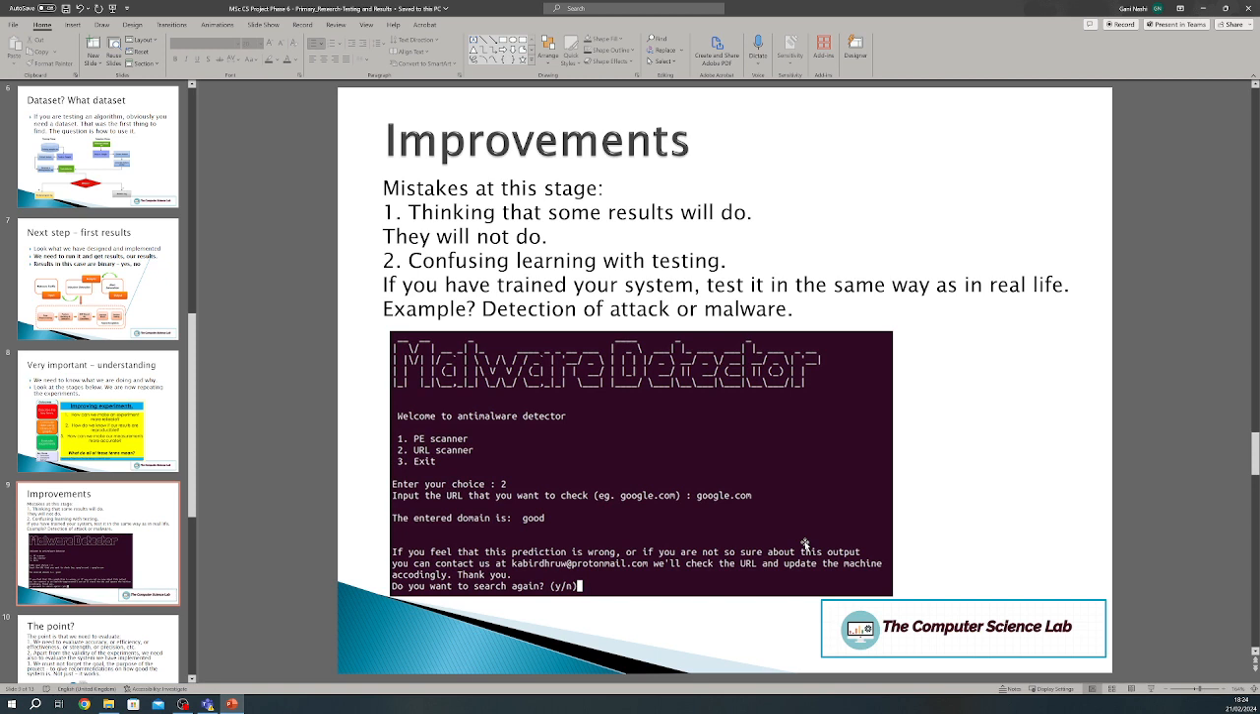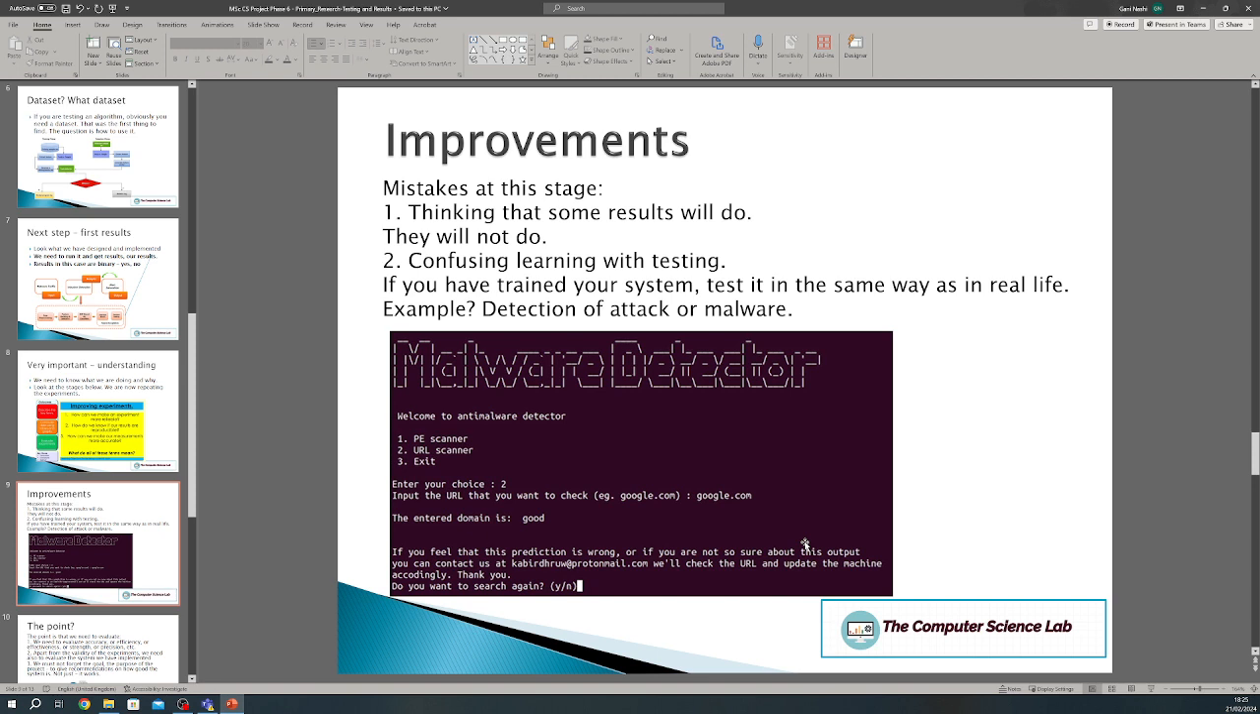And what are the mistakes that can be made at this stage? Thinking that some results will do. A student implements something, puts the data set there, and says, yeah, that's my results. But what have you done with them? Because just some results will not do. It is about the confusion matrix that you will use as part of your improvement project.